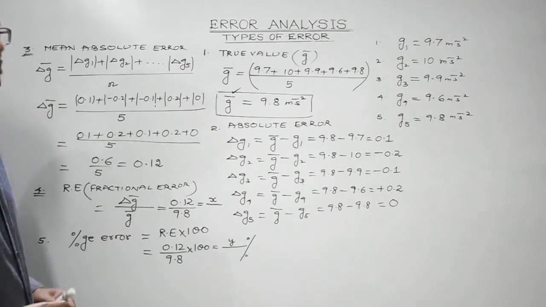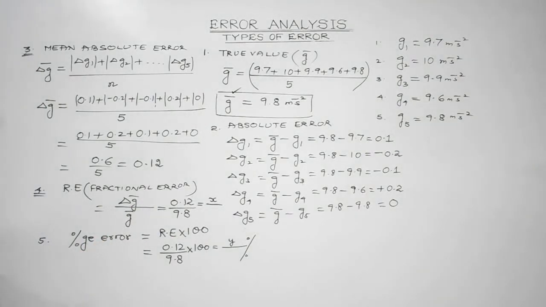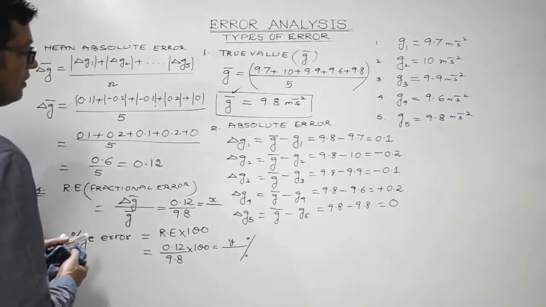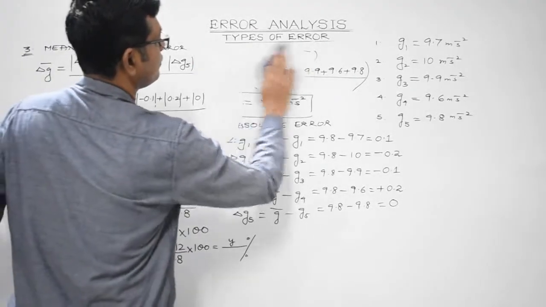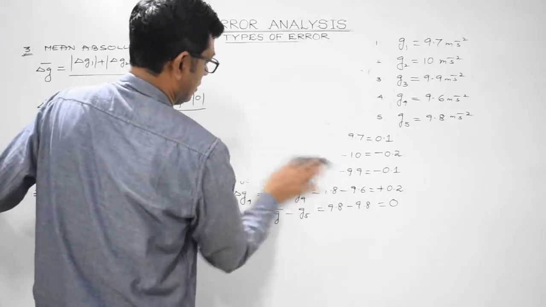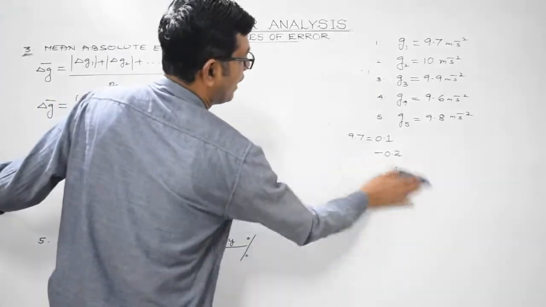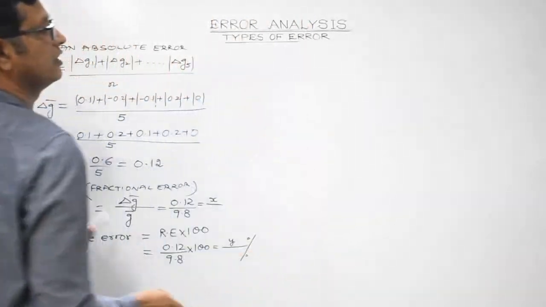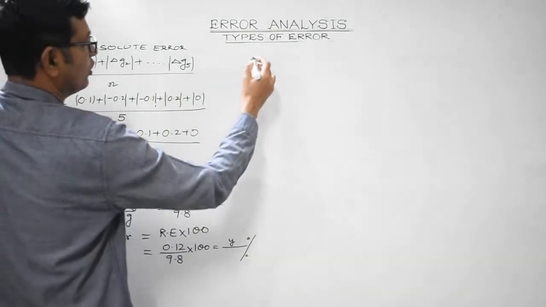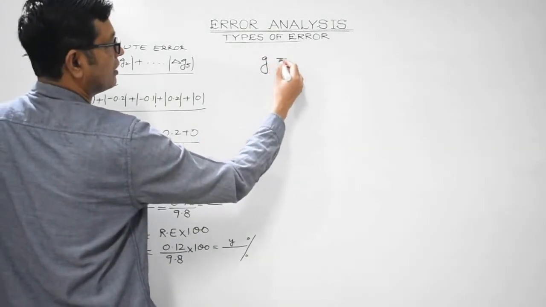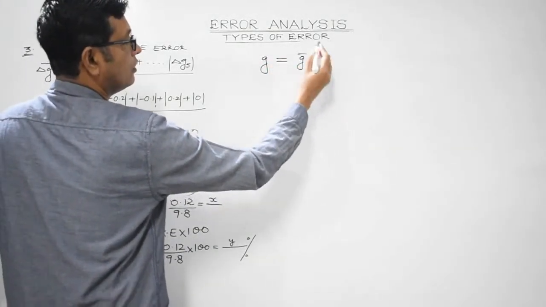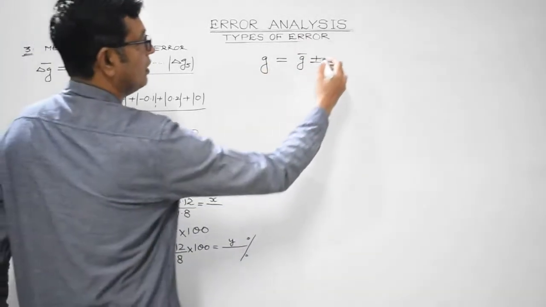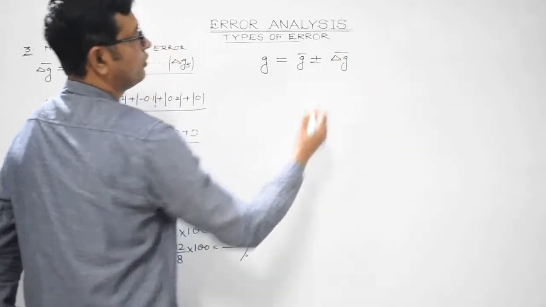So how to express the result in terms of absolute error and percentage error, right? So what to do is, we will represent the value of acceleration due to gravity in terms of absolute error and percentage error. So how to write the result? So acceleration due to gravity is given by true value plus minus mean absolute error. This is the proper way of writing it.